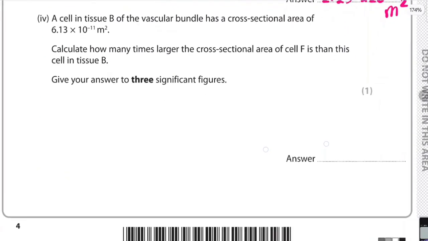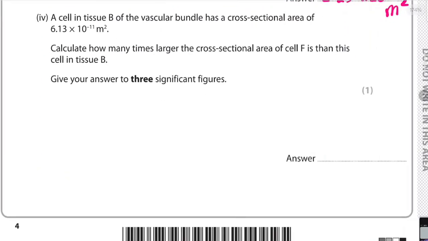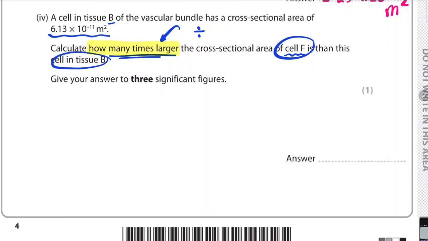And let's get into the next question. A cell in tissue B of the vascular bundle has a cross-sectional area of 6.13 times 10 power negative 11. Calculate how many times larger the cross-sectional area of cell F is than the cell in tissue B. So how many times larger? Once I see this keyword, I know that I'm going to divide the larger number by the smaller number. Or actually here it was already stated that we need to get how many times larger cell F is than the cell in tissue B.